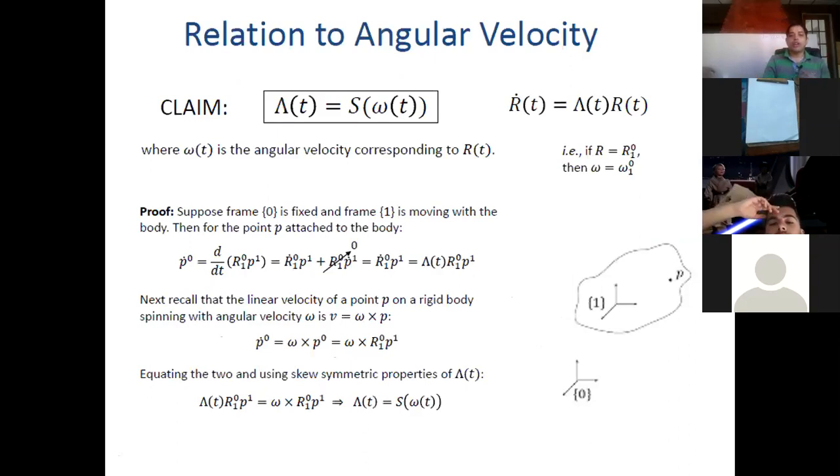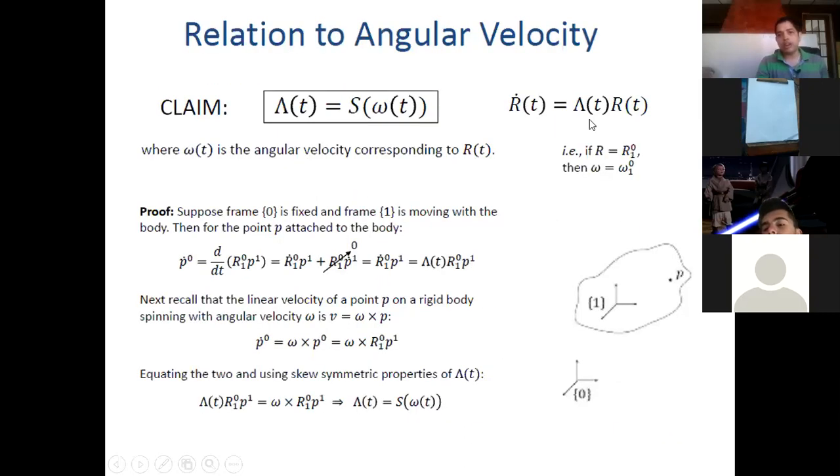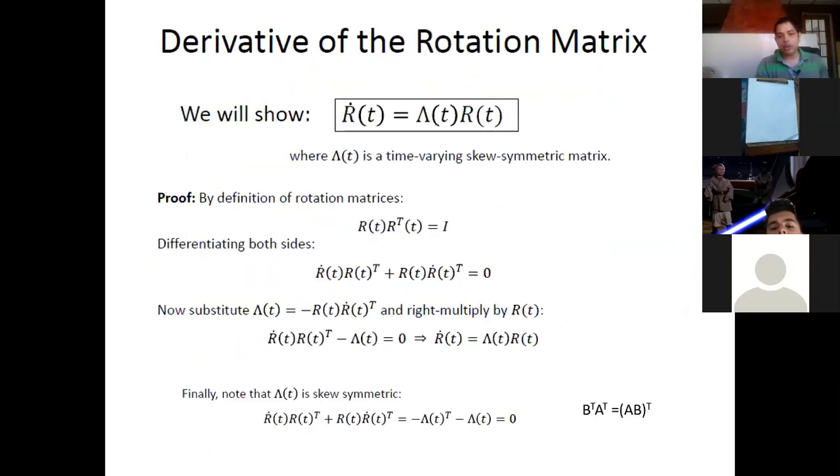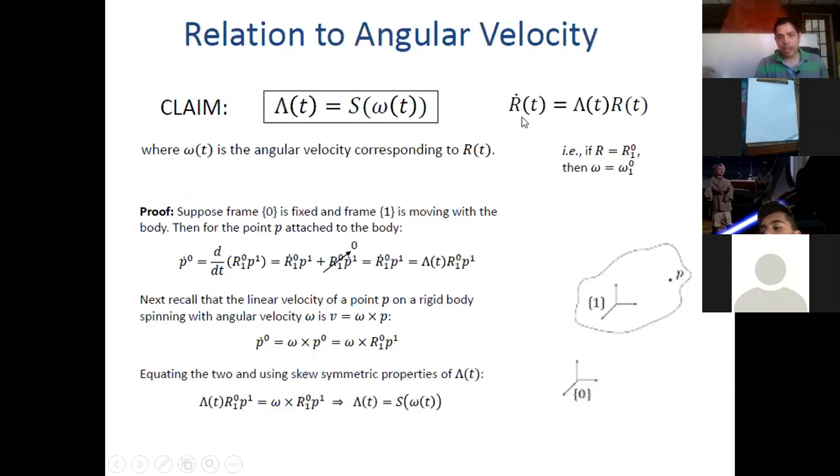Now, yesterday we proved this, right? In the previous lecture, we proved this expression here: R dot equals lambda times R. That's what we did the day before. It's a couple of slides back, the last slide of the last lecture. We spent some time to derive this equation. So R dot equals lambda times R.